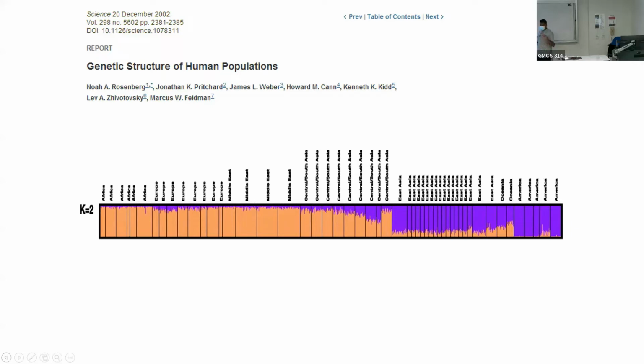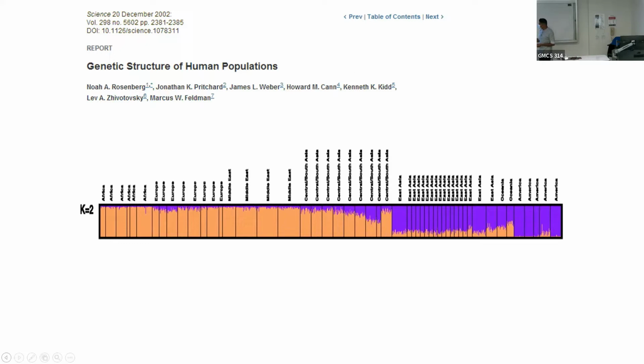What if I assume that all individuals, in this case all humans, from across the world, are derived statistically from two populations or two subpopulations? In this case, a purple population and an orange population. Nothing biological here, right? This is just a statistical separation, clustering. If I do that, and I separate them based on their genetic composition, here's what I see.